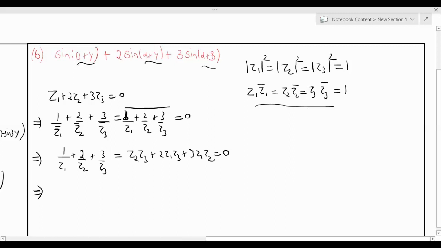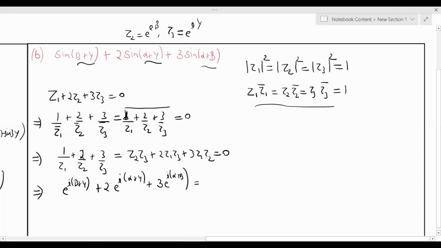So let's see, if I multiply z2 and z3, check the complex number. z2 is what given to you? z2 is e power i beta and z3 is e power i gamma. So if you multiply these two, you are going to get e power i (beta plus gamma), the powers are going to get added. And the second term you will have e power i (alpha plus gamma), and the third term you will have 3 times e power i (alpha plus beta).